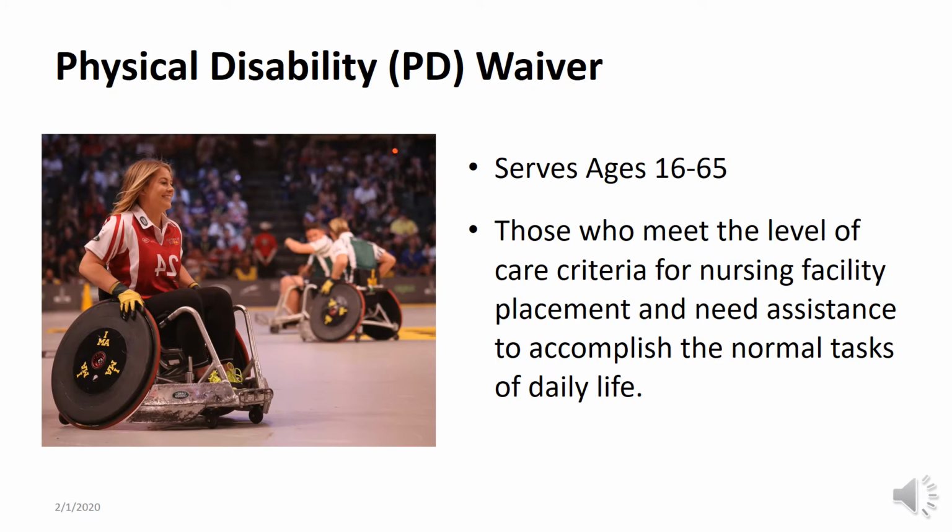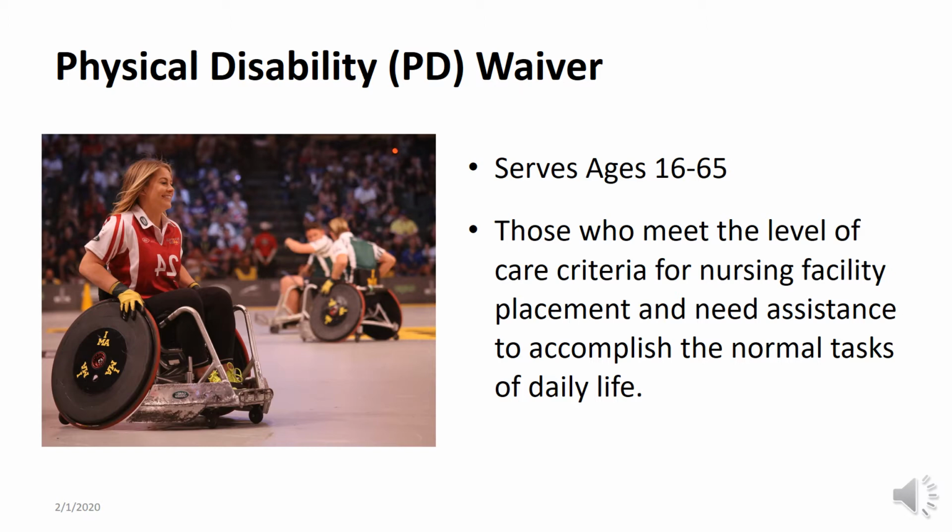The physical disability, or the PD waiver, serves ages 16 through 65. Those who meet the level of care criteria for nursing facility placement and need assistance to accomplish the normal tasks of daily life are potentially eligible for the physical disability waiver. An age clarification on this: you don't age out at age 65. You can continue once you turn 65 if you're already on the waiver and you still qualify functionally for that waiver, but you must be no older than age 65 to apply.